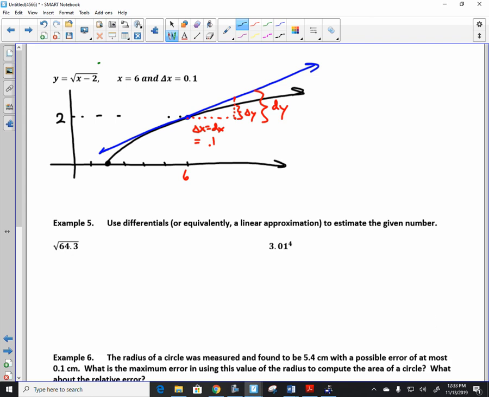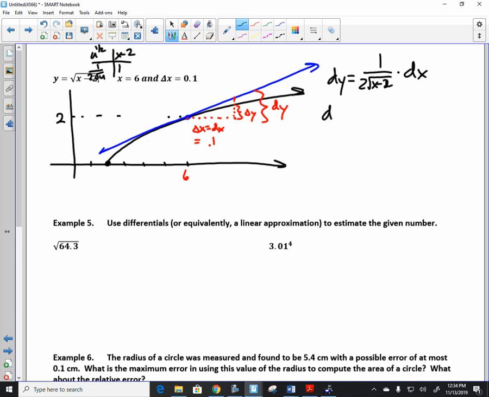So we're going to compute these. We're going to start by computing dy. How do I compute dy? What do we do again? F prime of x. How do I find the derivative of root of x minus 2? Chain rule. U to the 1/2, x minus 2, derivative of x minus 2 is 1, derivative of u to the 1/2 is 1/2 root of u. So I've got 1/2 root of x minus 2, sorry, times dx.